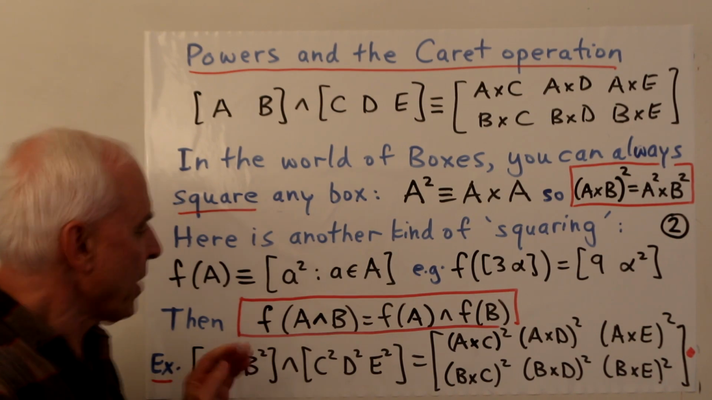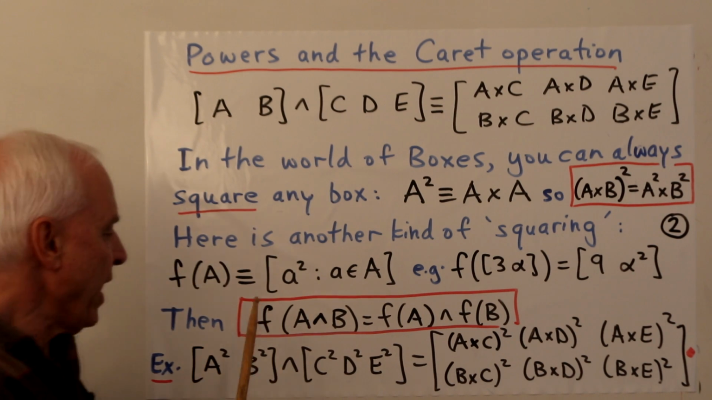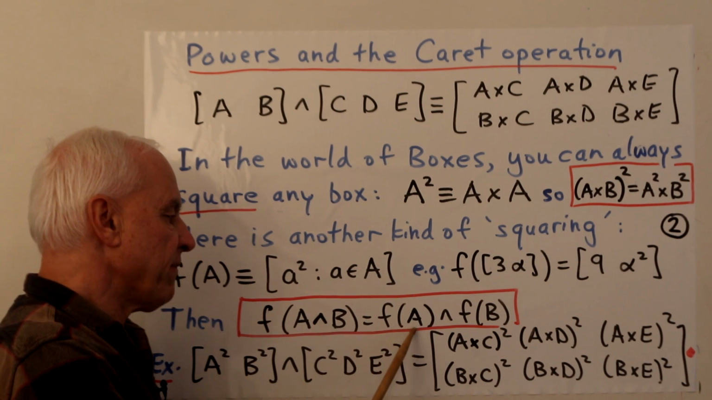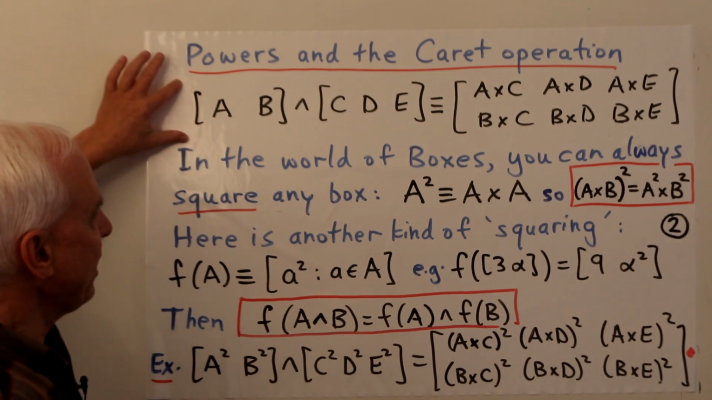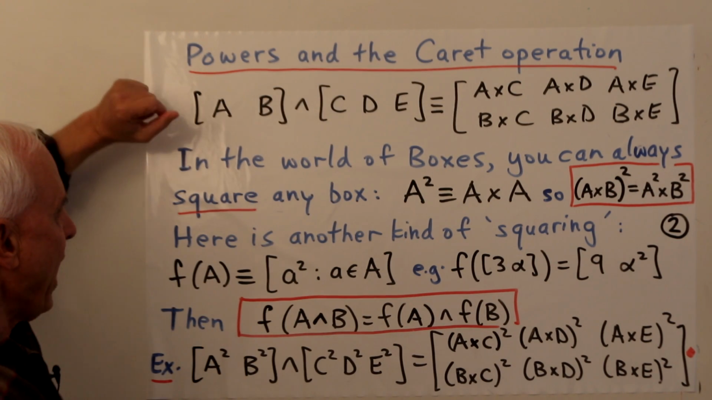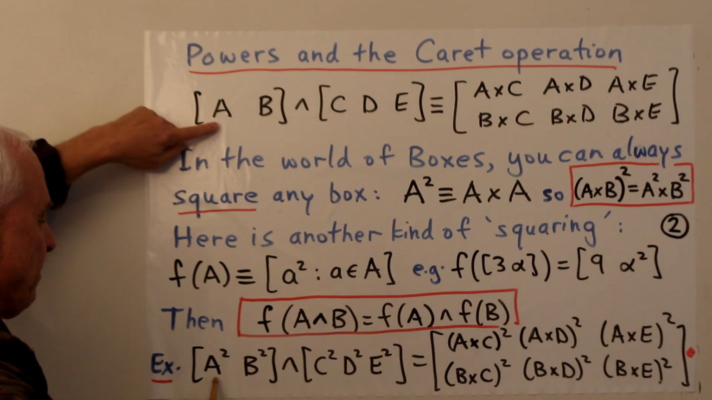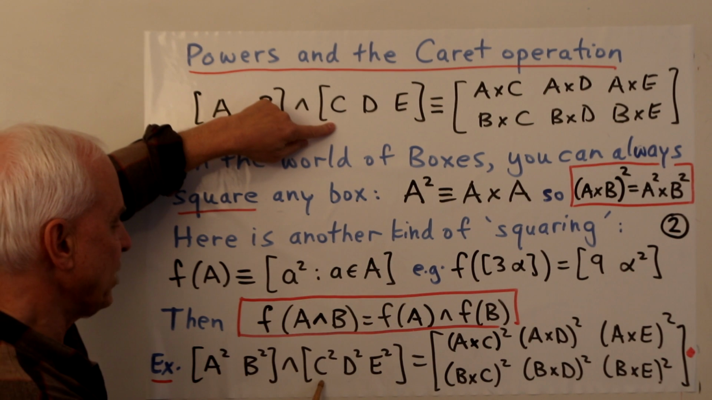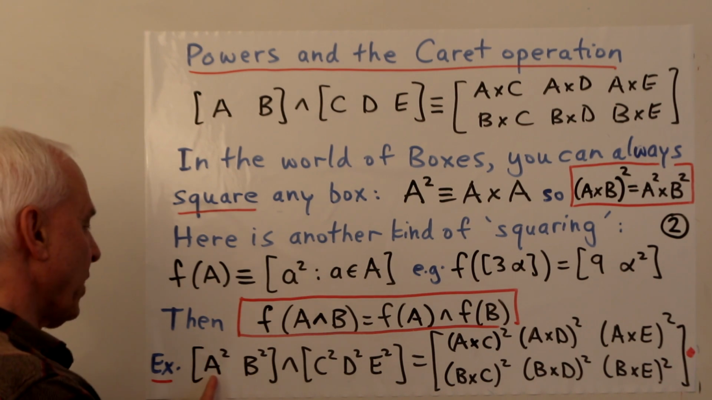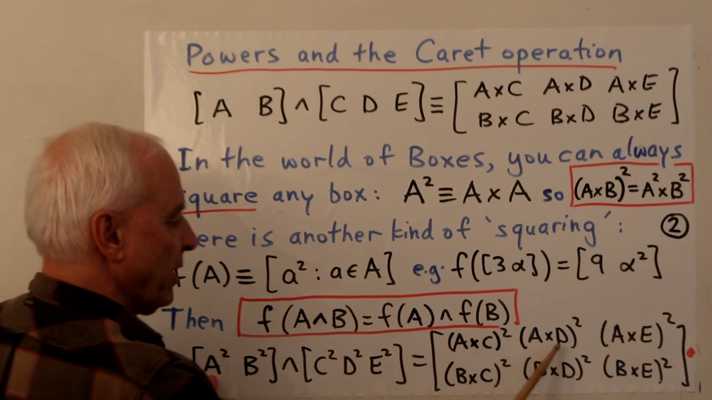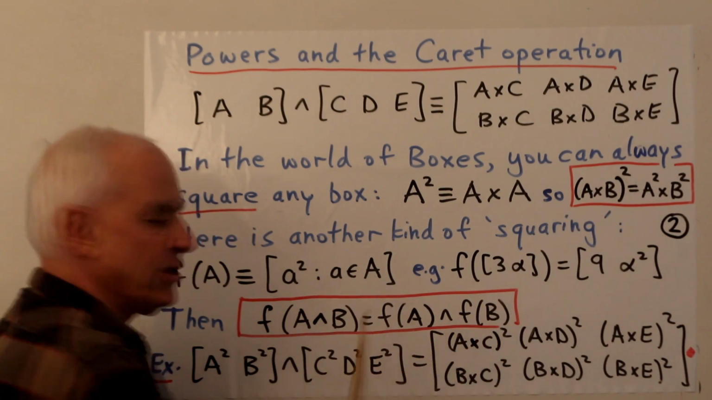And then we get an interesting connection with the caret operation, because f of A caret B is f of A caret f of B. So, for example, here, if we take this identity and consider applying f to all the ingredients, f of this thing would just be the box A squared, B squared. F of this is the box C squared, D squared, E squared. So if we caret those, we have to form all possible products. A squared times C squared, A squared times D squared, etc. But A squared times C squared, by this rule here, is the same as A times C squared.